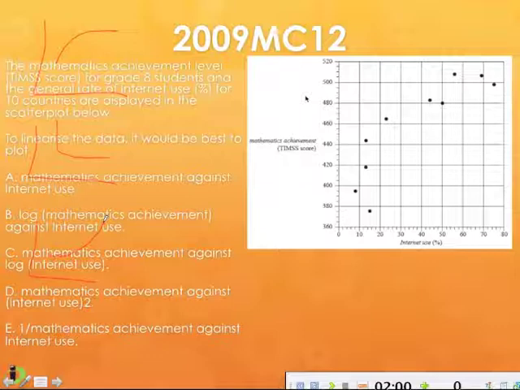I can't remember now. But if you had those graphs, you can clearly see it's shaped like that. Okay?